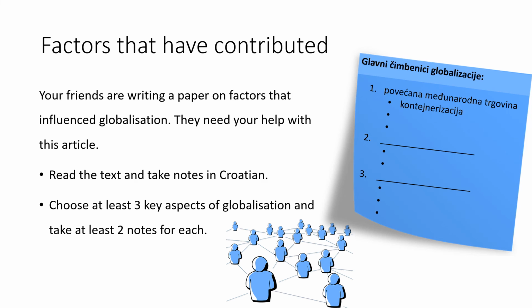You are asked to help your friends who are writing a paper on factors that influence globalization. They need your help with this article because they don't speak English. You will read the text and take notes in Croatian. While reading, you will need to choose at least 3 key aspects of globalization and take at least 2 notes for each.